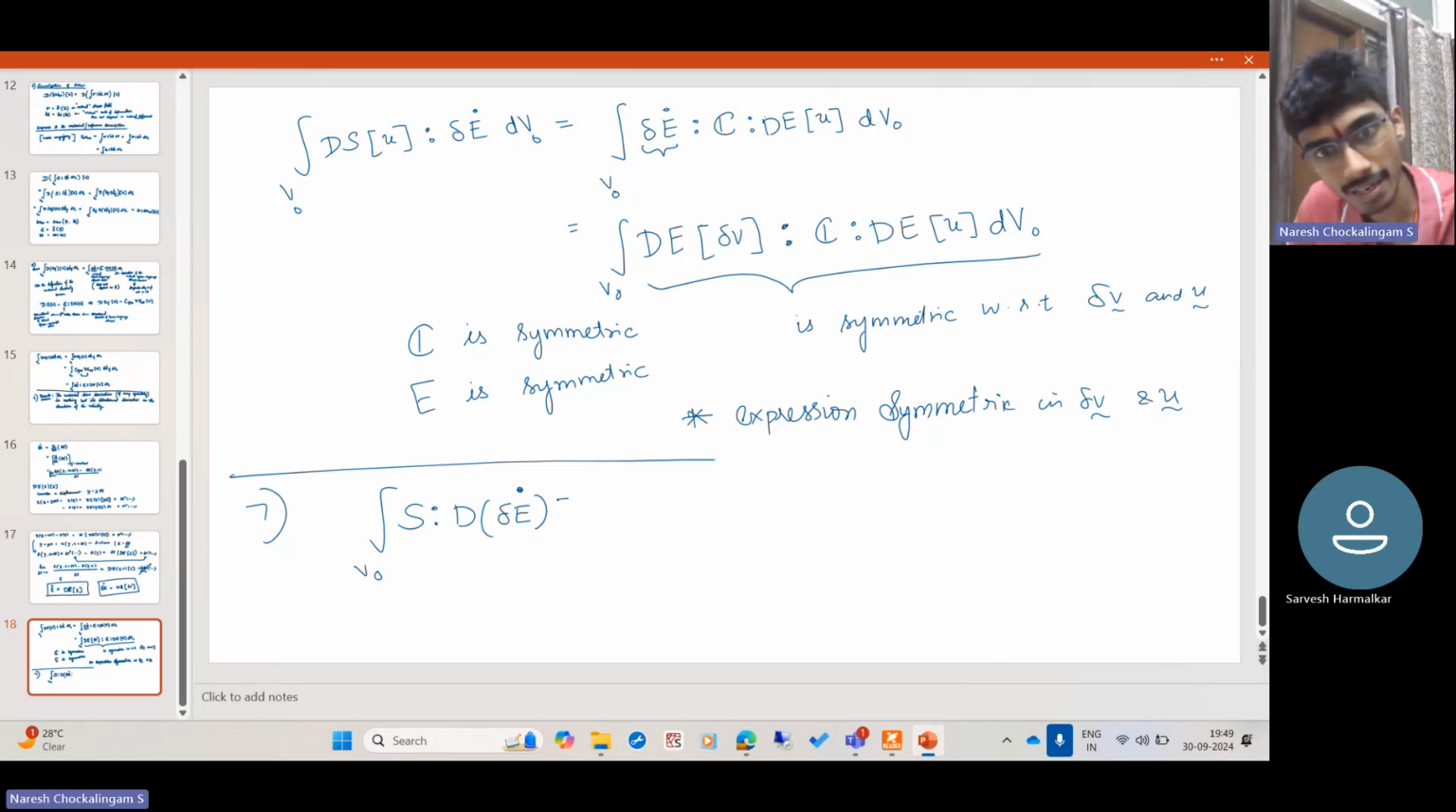Del E dot in the direction u, dv naught. Right. So let us see what this is, and how this comes. S is the second Piola-Kirchhoff stress tensor, E is the Green-Lagrange strain rate associated with the velocity field del v, and U is the correction displacement, which we are looking at.